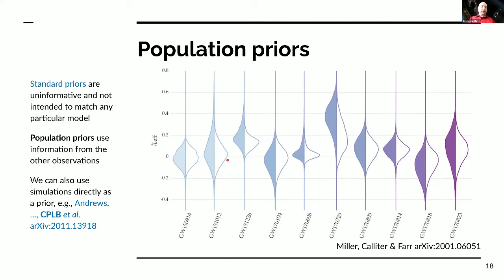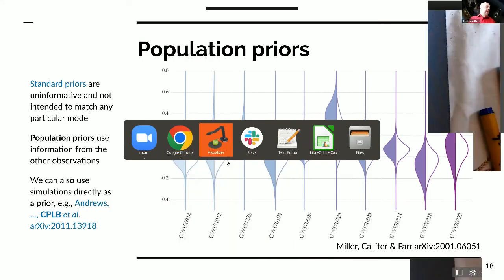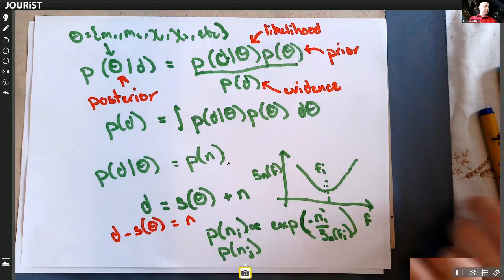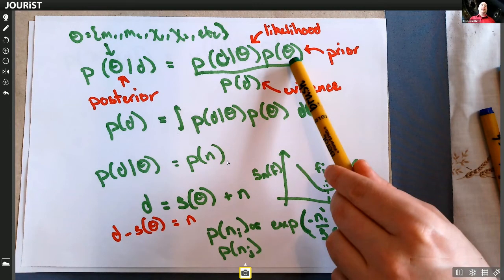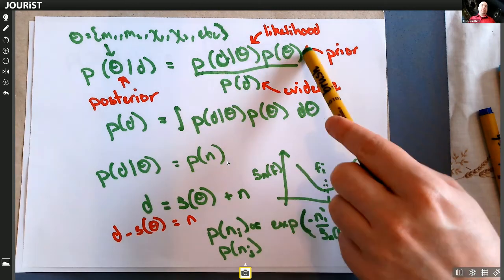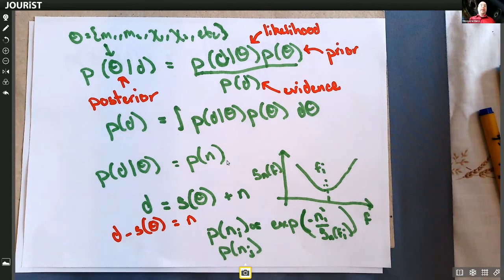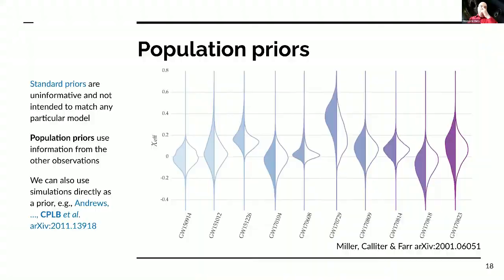So if we swap out the prior that we used in our original LIGO, Virgo, KAGRA analysis, which was quite uninformative, and replace it with a prior that we think represents the population given all the other observations, so a population-weighted prior, you'll see that this does have an impact on the results.